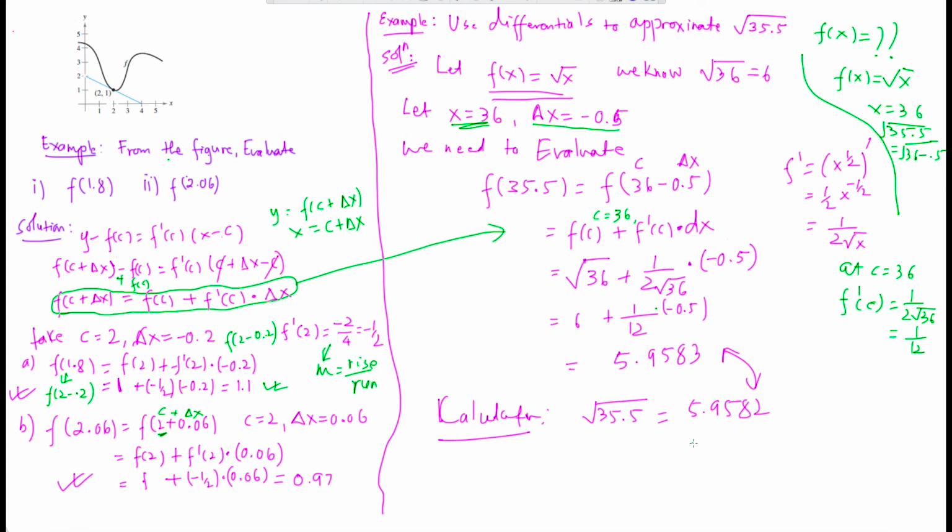So basically, we use the tangent line approximation to find the value of the function at a particular point by finding the height of the tangent line close to that particular point.